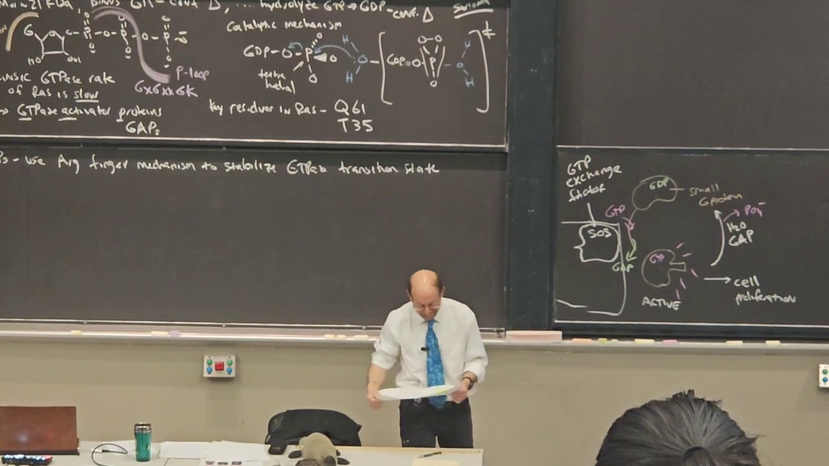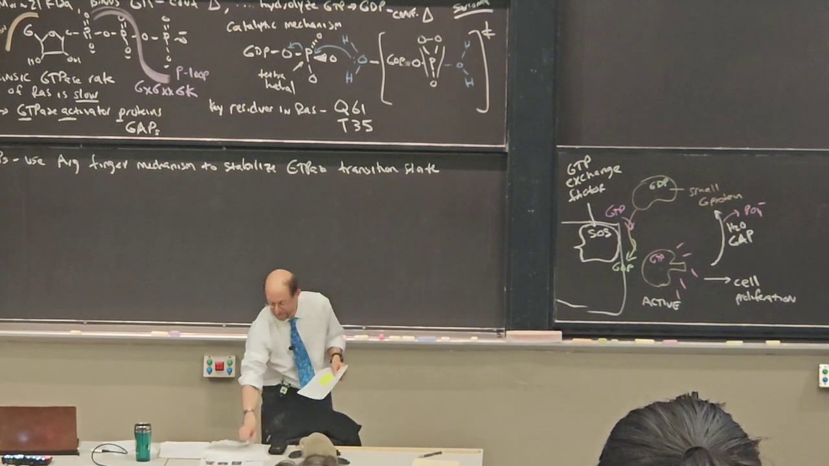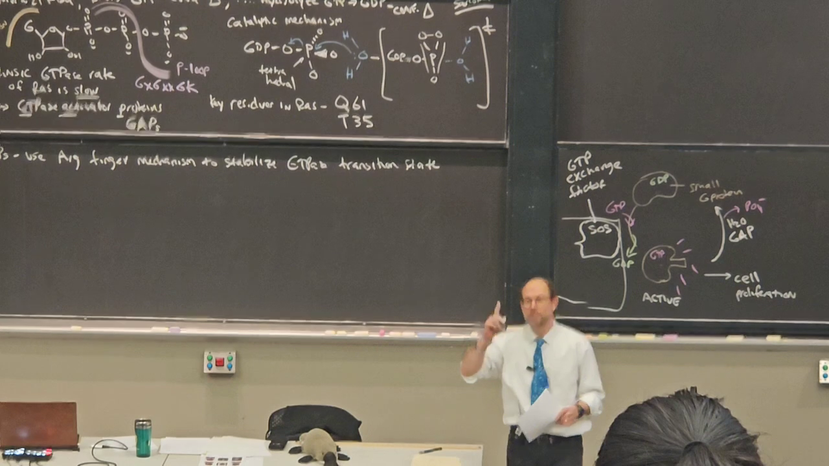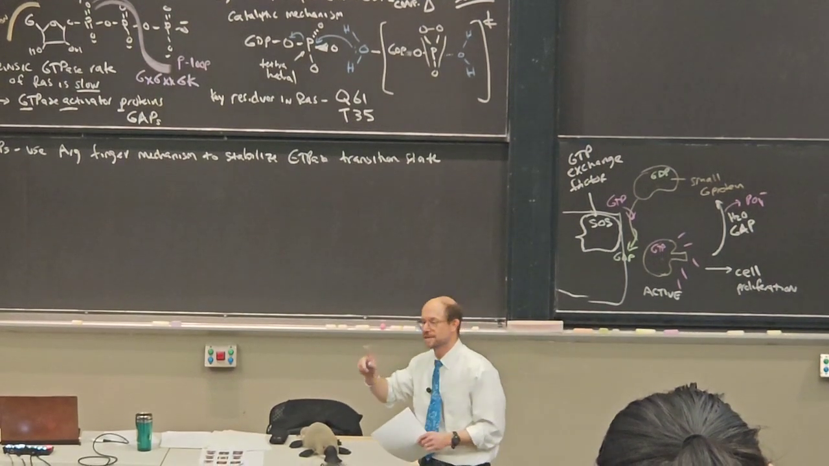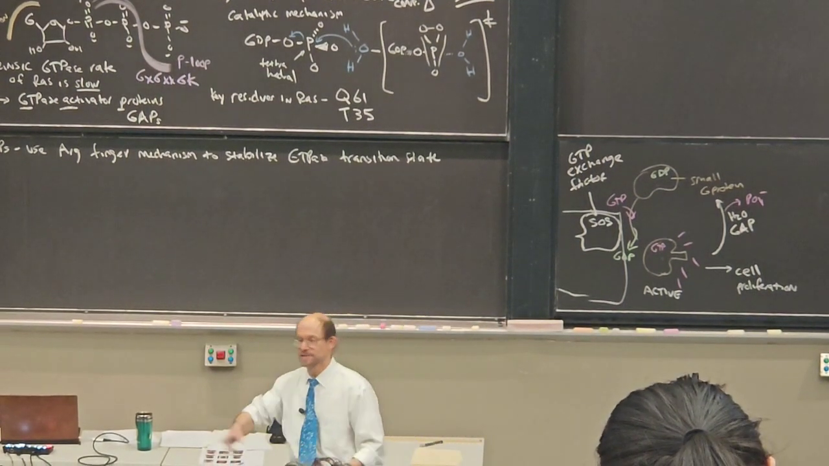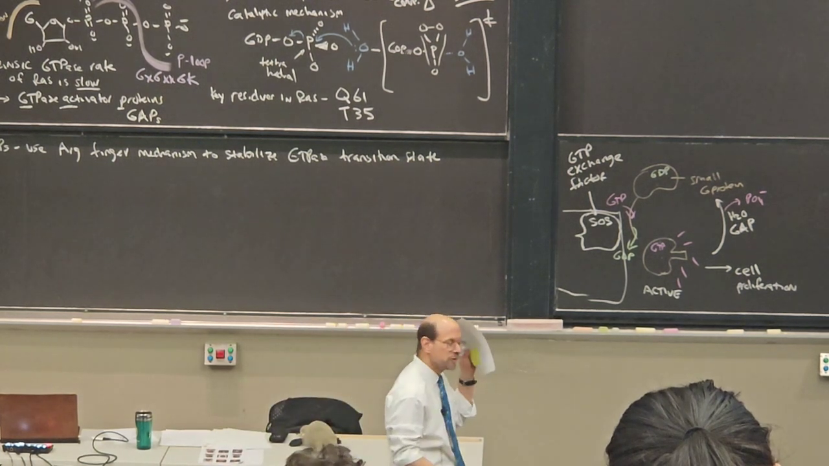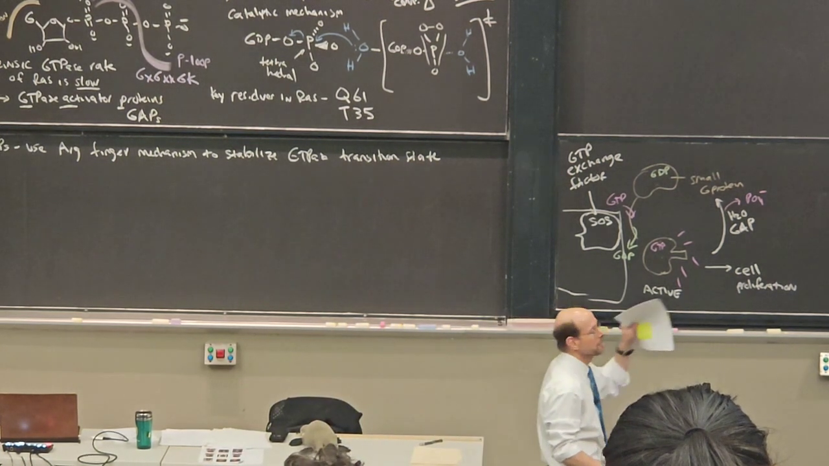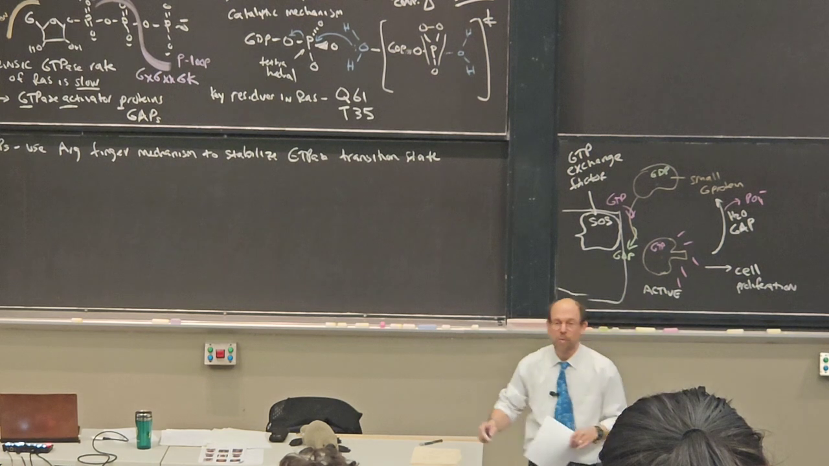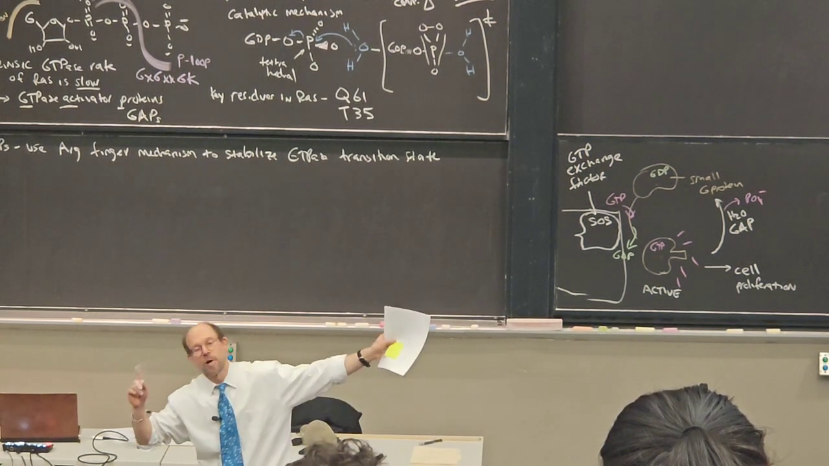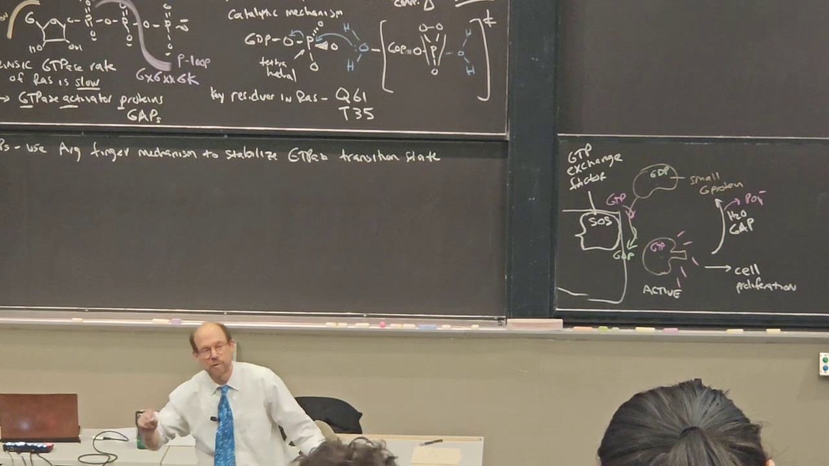Now, why do you think heterotrimeric G proteins, I said that they have a pretty good intrinsic GTPase activity? What do you think is different about a heterotrimeric G protein compared to these small G proteins? What do heterotrimeric G proteins have that small G proteins require a GAP for?